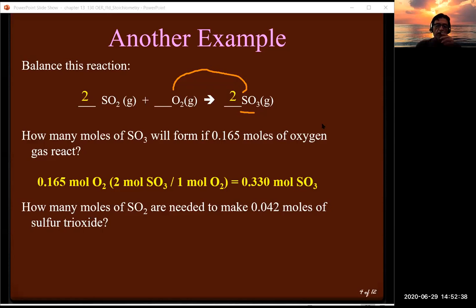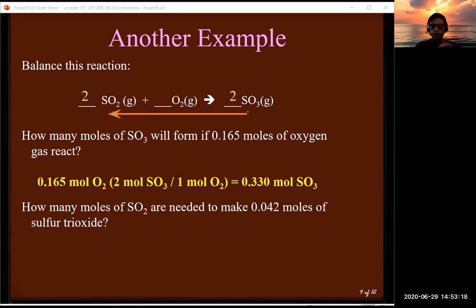All right. Now the next problem is, how many moles of sulfur dioxide are needed to make 0.042 moles? So I need to go from here to here, let me get an arrow. Okay, so I need to make 0.042 moles of sulfur trioxide. How much sulfur dioxide do I need to use?